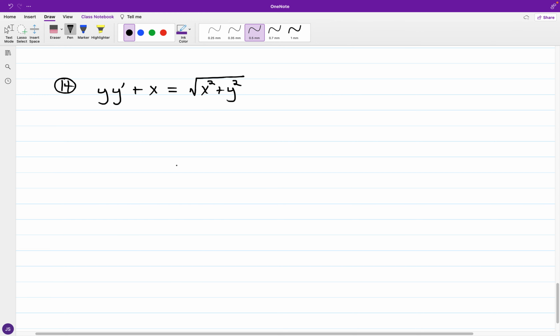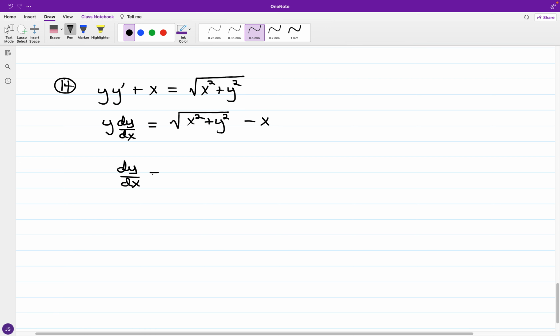Okay, for what we have in number 14, we have y times y prime plus x is equal to the square root of x squared plus y squared. And if we isolate gradually the derivative term, we will say we have y dy over dx is equal to the square root of x squared plus y squared, followed by the subtraction of x.